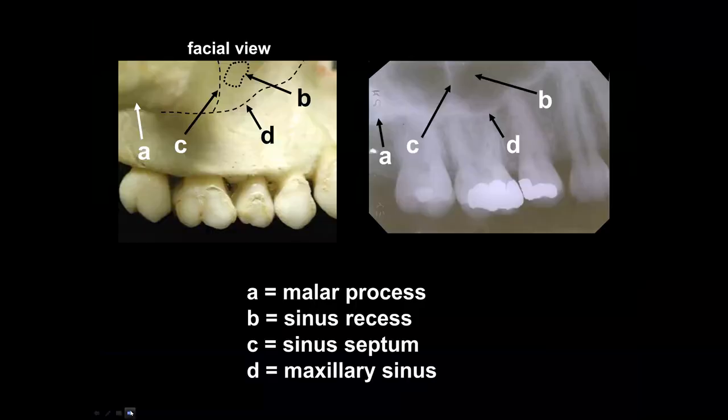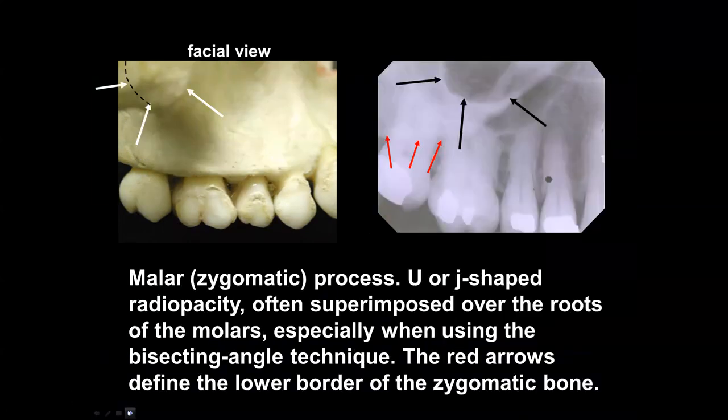So coming to the bone, in the facial view, D is the position of the floor of the maxillary sinus, C indicates the position of the sinus septum, and A is the malar process. Again, in the facial view, you can see the malar process in detail. In the second diagram, the radiograph, the malar process is clearly denoted by the black arrows.